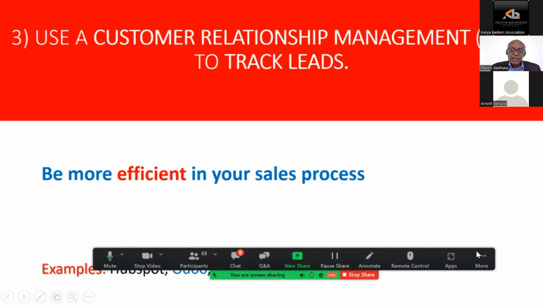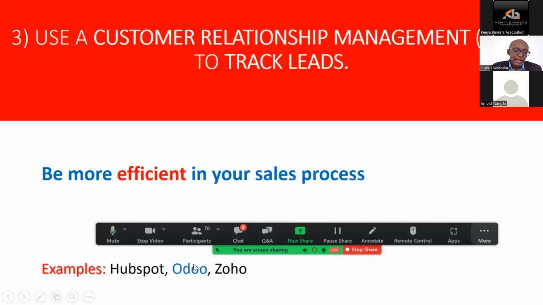So the lowest hanging fruit is Google Sheets or something as simple as Excel, but you can also get a tool like HubSpot, which comes for free in the initial version. HubSpot has a free version. I remember there is a company called Olive Limited. They sell properties. They are based here in Nairobi, in Westlands. They sell properties in Ngong and other places in Kenya.